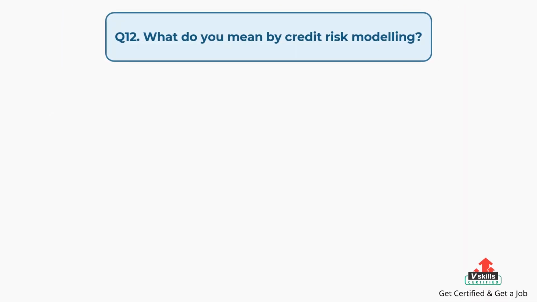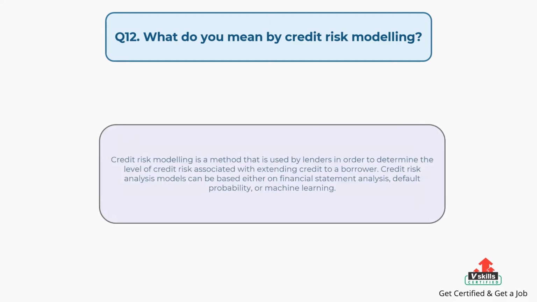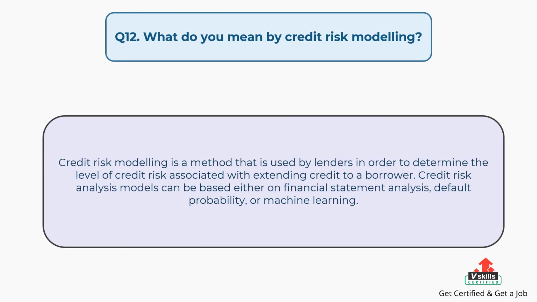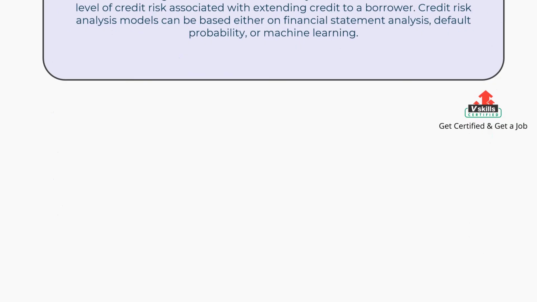Question number 12. What do you mean by credit risk modeling? The answer is credit risk modeling is a method that is used by lenders in order to determine the level of credit risk associated with extending credit to a borrower. Credit risk analysis models can be based either on financial statement analysis, default probability, or machine learning.